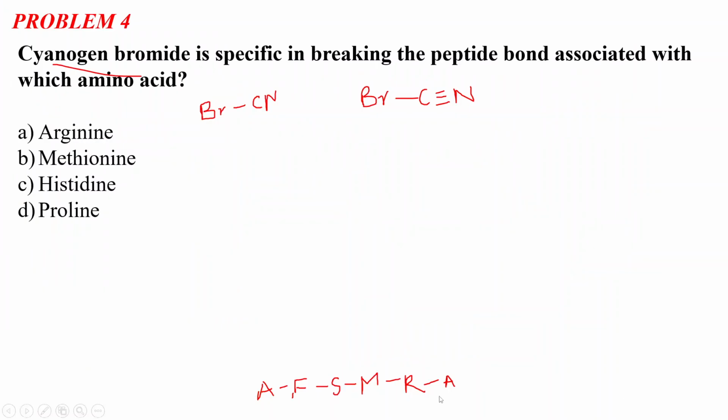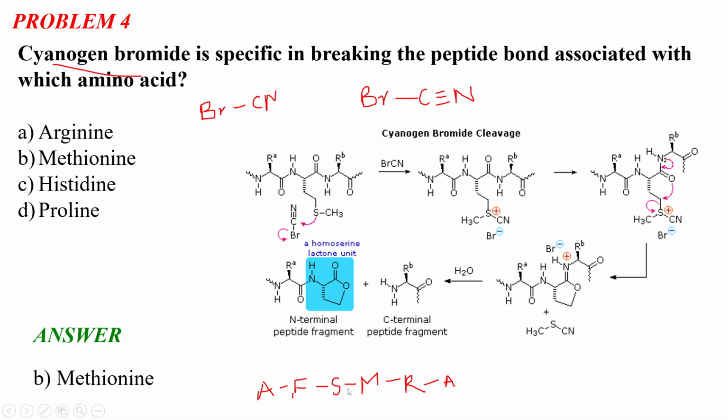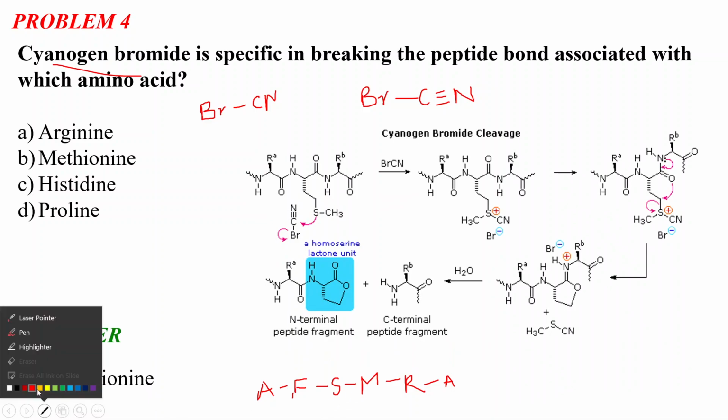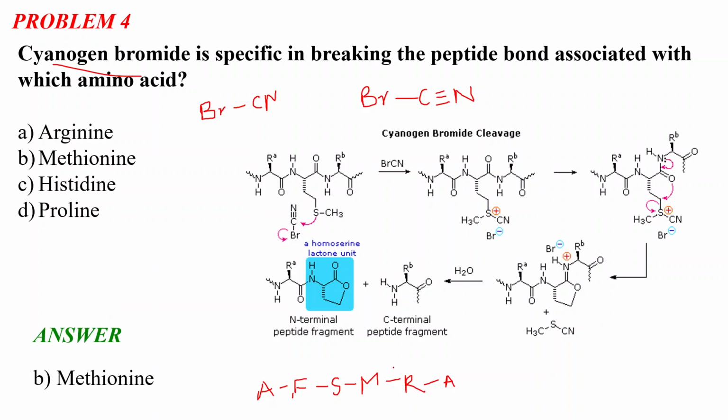So if our peptide chain goes like this, what will happen if we add cyanogen bromide? Then it will cleave like this, and we will have two fragments: A, F, S, M, and another fragment R, A. So just remember, cyanogen bromide breaks peptide bonds which have methionine at the carboxylic acid side. Now this is the carboxylic acid side, and this is the nitrogen side, which you know from the basic peptide bond sequencing. So that's how the fragmentation of the peptide bond happens.